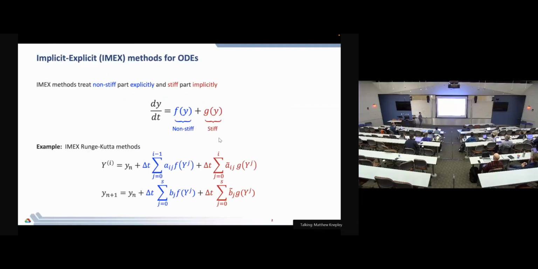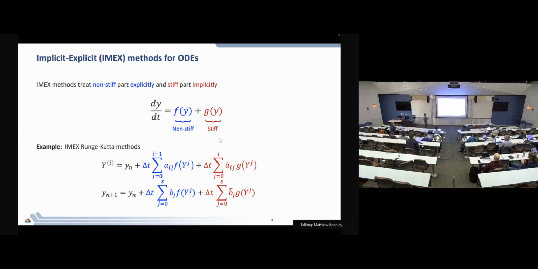IMEX methods are a standard technique for solving ODEs that involve a non-stiff part and a stiff part. If you use an explicit method for solving this type of problem, the time step size is usually restricted by the stiff part. IMEX methods can mitigate the step size restrictions by treating the non-stiff part explicitly and the stiff part implicitly. Then you end up with a scheme that is much more stable than explicit methods and less expensive than full implicit methods.